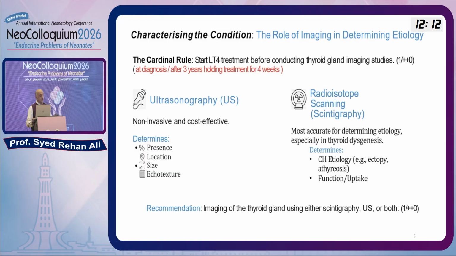The common methods we use is the ultrasonography, which is non-invasive and cost-effective, and it determines the presence, location, and size of the thyroid. And then you do the perchlorate testing, which is the radioisotope scintigraphy, which is most accurate for determining the etiology of thyroid, like if there is an ectopy or athyrosis, how's the function and uptake. So the recommendation is imaging the thyroid gland using either scintigraphy, ultrasound, or both.